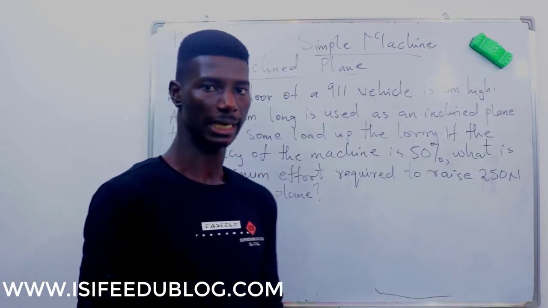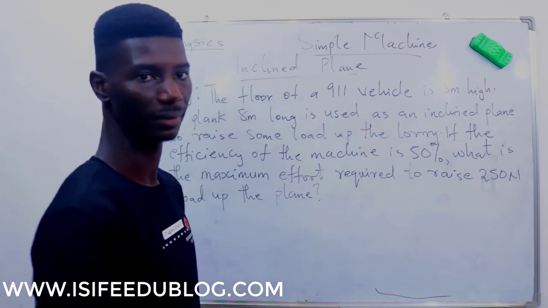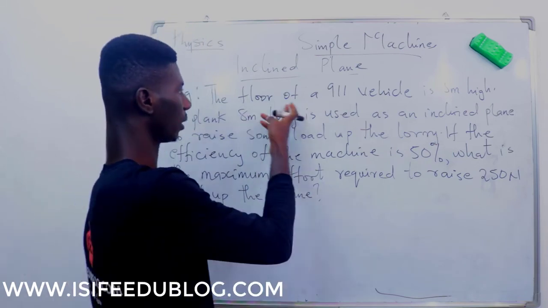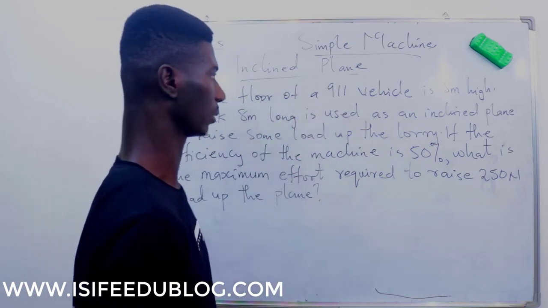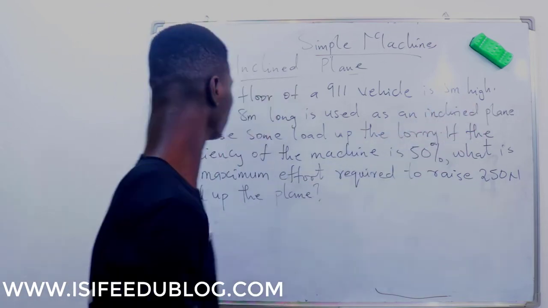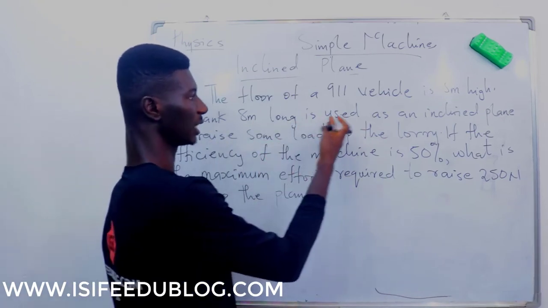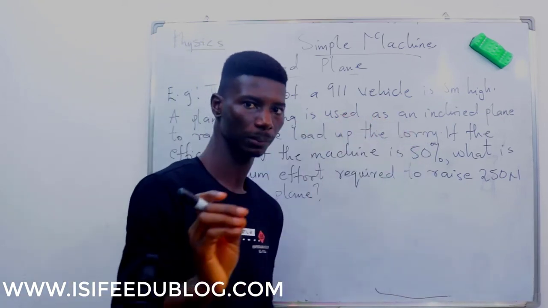Now we have an example to illustrate the inclined plane. The example says the floor of a 911 vehicle is 5 meters high. A plank 8 meters long is used as an inclined plane.